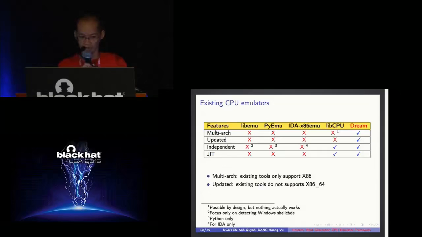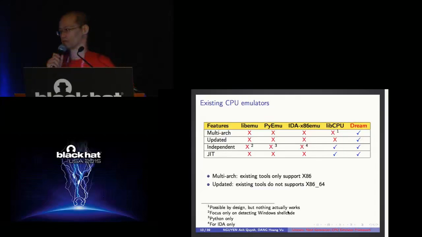Okay, so looking at all the existing emulators you can find, you can see that all of them have many problems. We list some very popular ones here: libemu, pyemu, IDA x86emu, and libcpu. You can see that all of them only support x86 and nothing else. One exception is libcpu, which is designed to support all types of architectures, but the project is dead. It was last updated, I think, 4 years ago. No more development after that. So libcpu I list it here, but actually nothing works with that project.